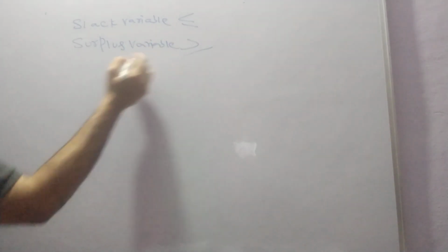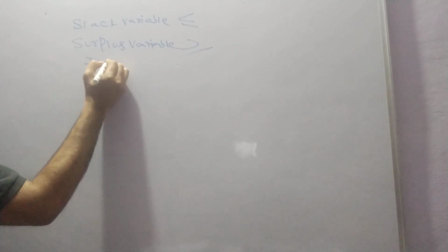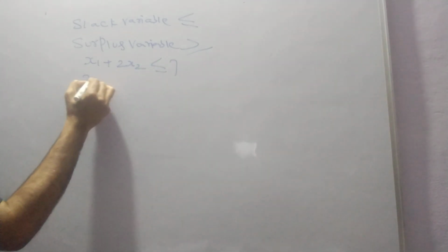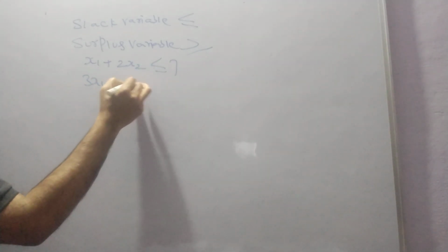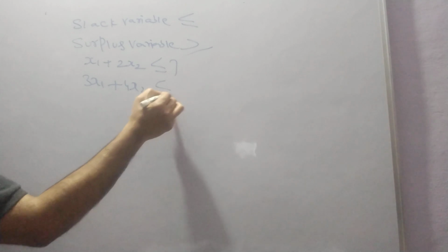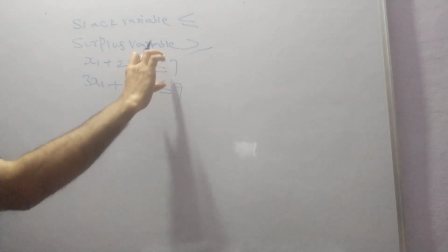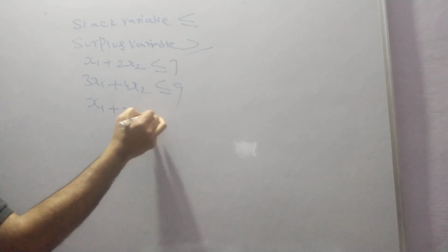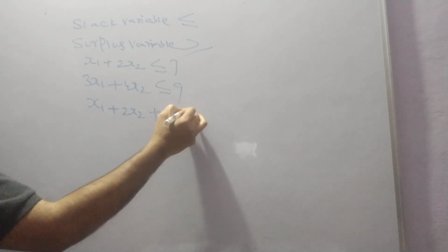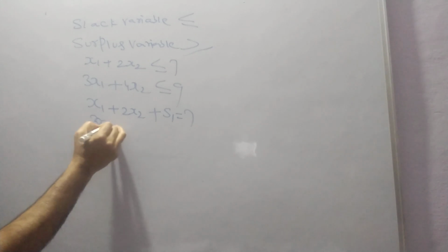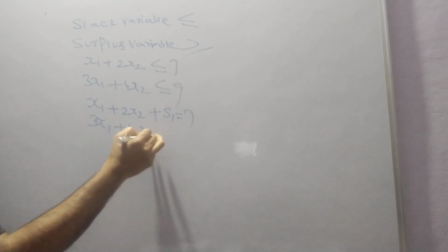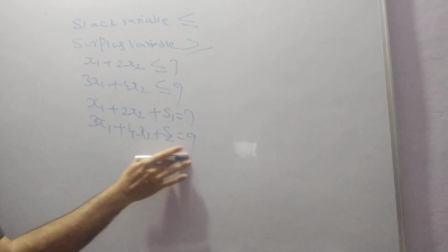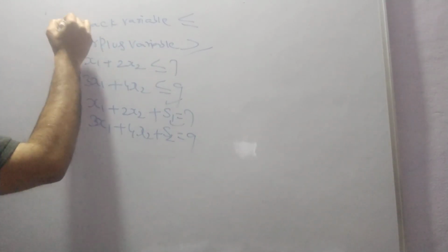Suppose this example: x1 plus 2x2 less than 7, 3x1 plus 4x2 is less than 9. Now to convert these to equation form, this will be x1 plus 2x2 plus s1 equal to 7, 3x1 plus 4x2 plus s2 equal to 9. Here s1 and s2 are known as slack variables.